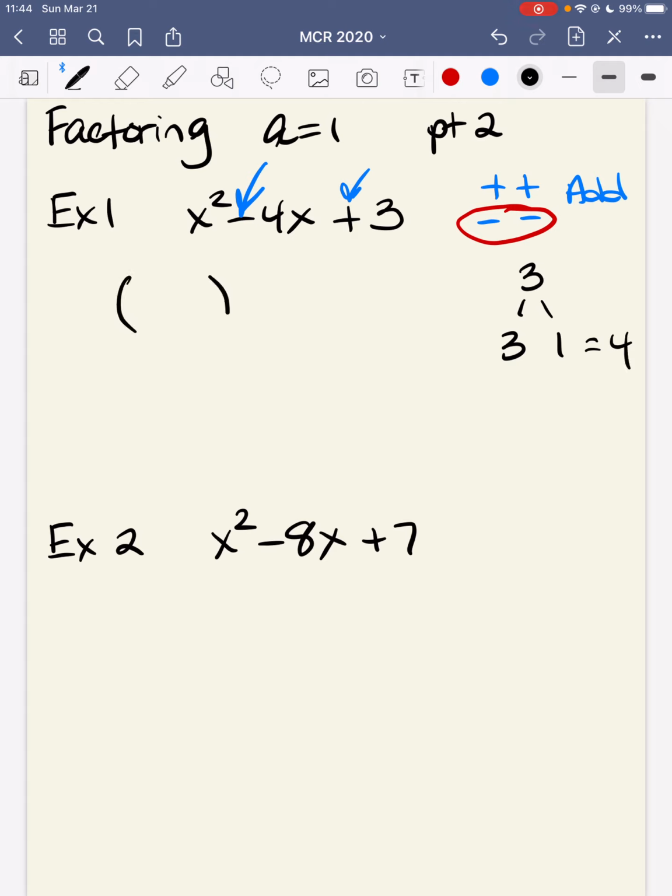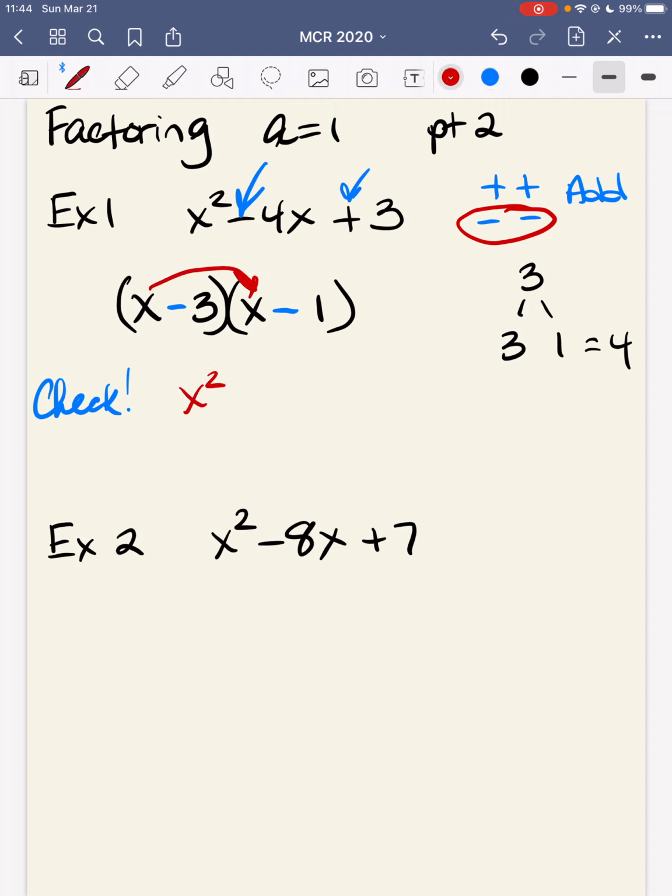I'm going to set up my 2 binomials. My x goes in the front, because that's what I have as a variable. I have a 3 and a 1. And in this case, though, both my signs are minus. All right. And this one I'm actually going to go ahead and check so that you can see. And because we do have minuses rather than pluses, this will be the only one I check out of this series.